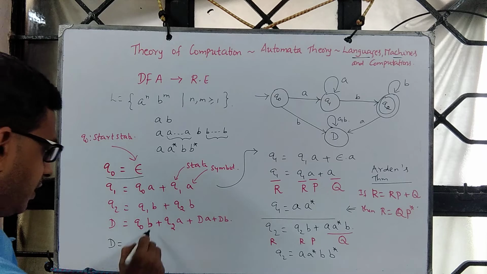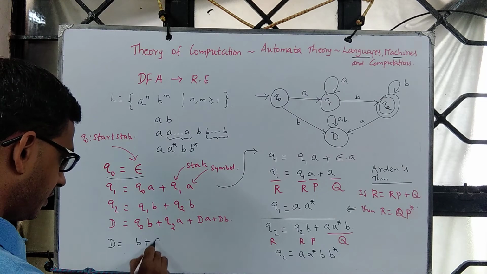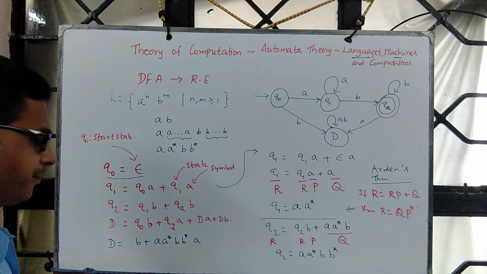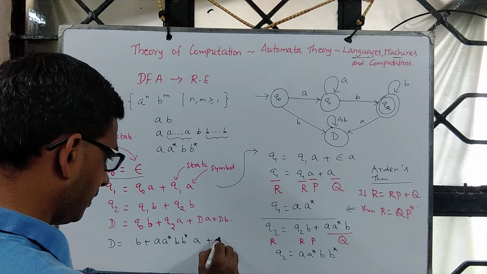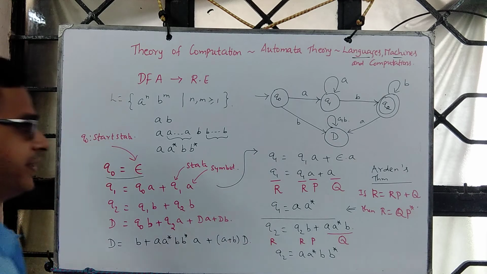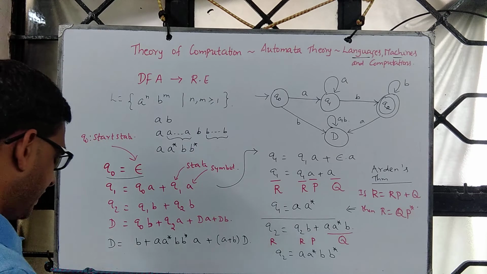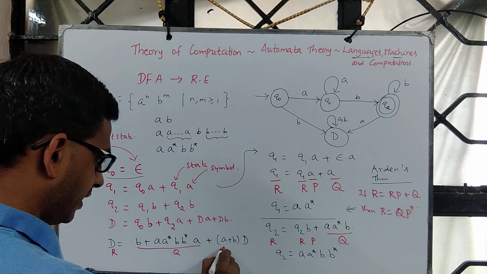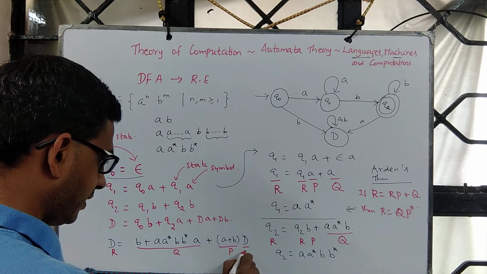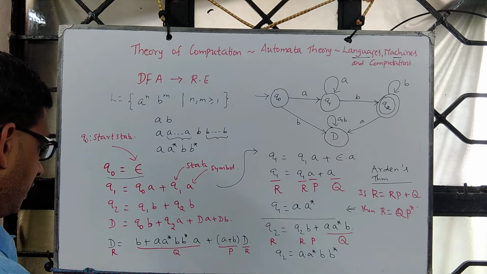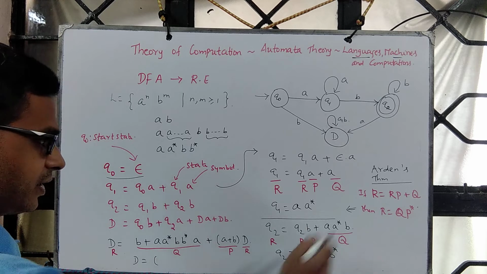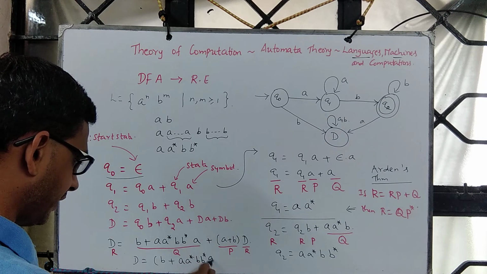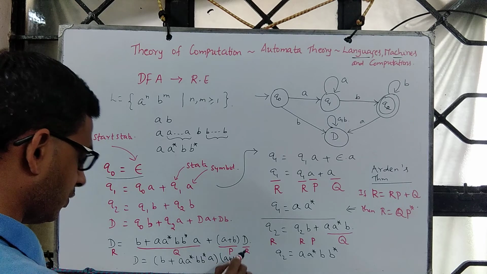At D what do we get? We get B plus A star B B star A followed by A plus B times D. Okay, now you can see this as R, the entire part as Q, and this one is P, this one is R. Now we get to see that the solution is Q P star, which means it is B plus A A star B B star A times A plus B the whole star.